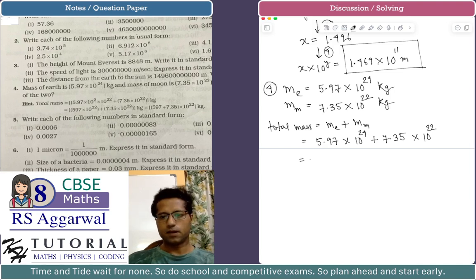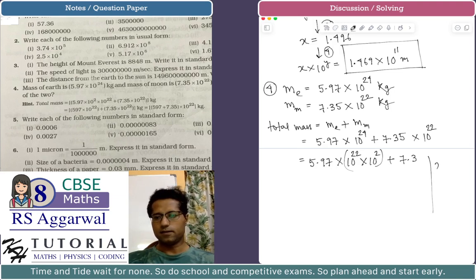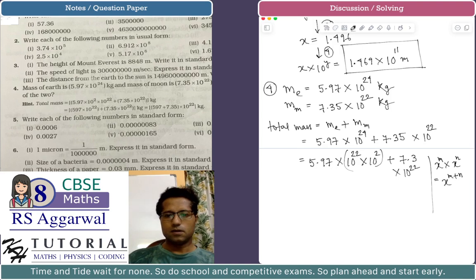So how will I do that? I know that 5.97 is multiplied by 10 to the power 24. I can write this as 10 to the power 22 multiplied by 10 square, from the laws of exponent. Using the laws of exponent, we know that x to the power m multiplied by x to the power n is nothing but x to the power m plus n. So we have this.